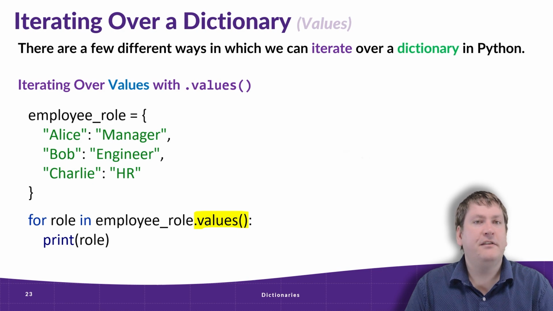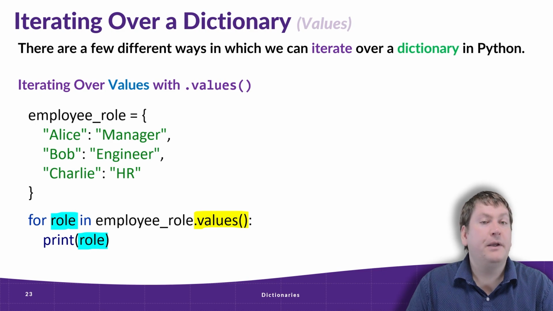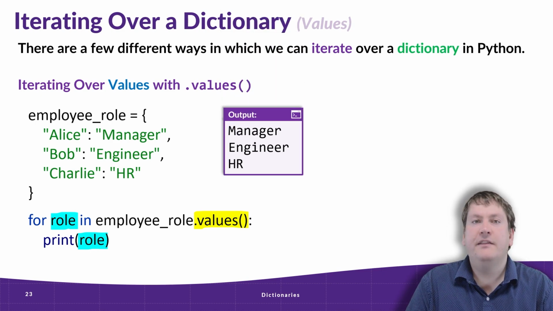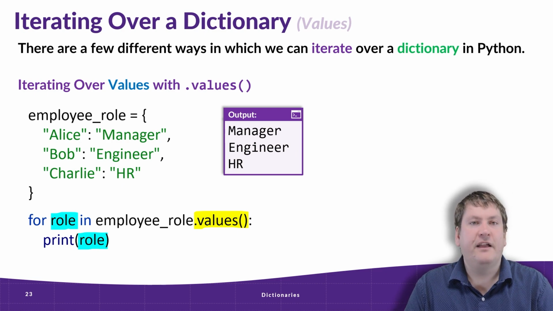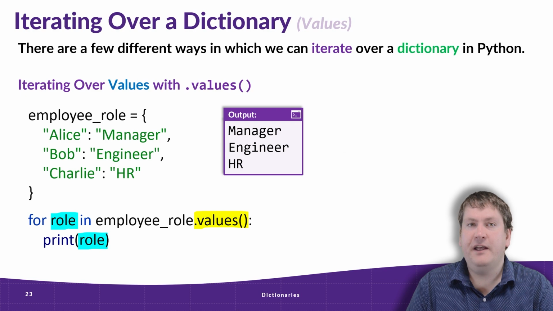So the first time this runs, it's going to be equal to manager, then engineer, then HR. So role each time is going to be updated to the different value, the next value in the dictionary. And the output would look like this: manager, engineer, HR, going through each different value. This can be a little less powerful than the previous example because it's a lot harder to go from the value back to the key. But if you only need to access the values, this is fine.